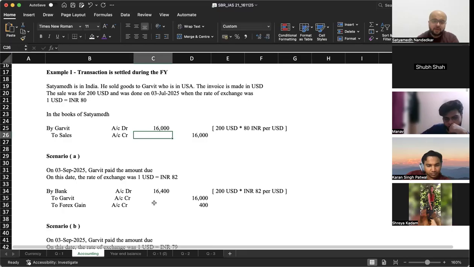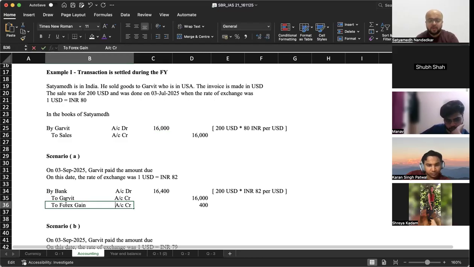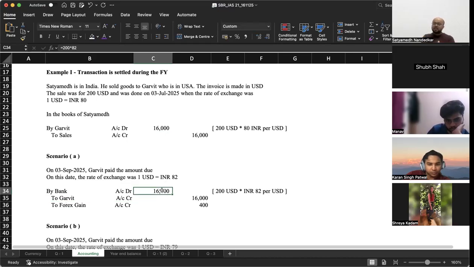Now on 3rd of September 2025, which is a couple of months later, Garvit paid the amount to Satyamed. He transferred the full $200 from USA. Exchange rate was $1 equal to 82. So when the money hit my bank account, how much did I get? 200 into 82, I got 16,400 as a deposit in my bank account.